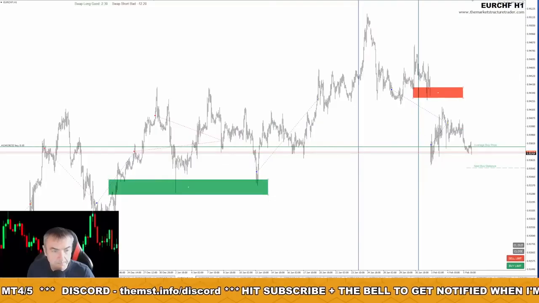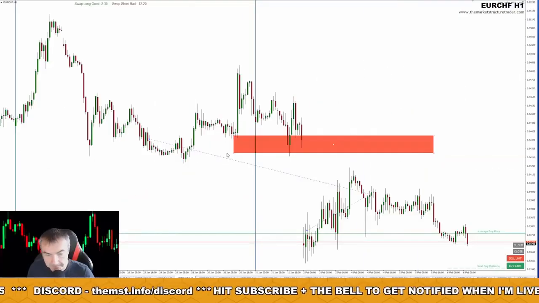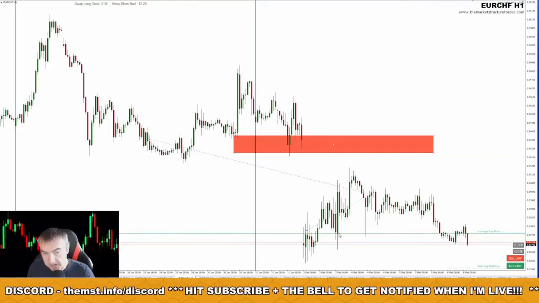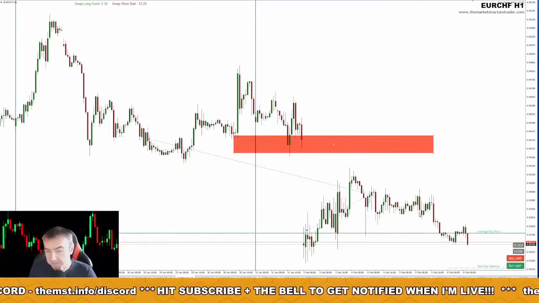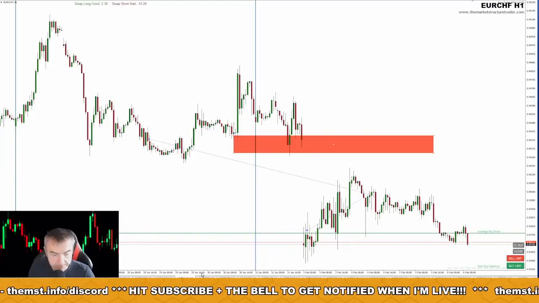Gap fill. So yeah, just looking for somewhere around the gap to get done. So that'll be the trade.